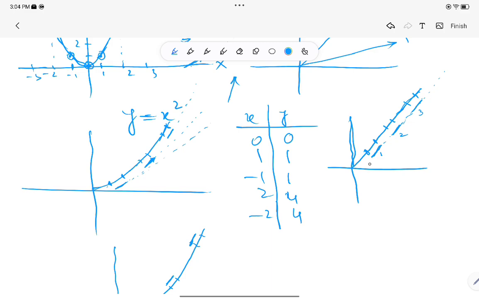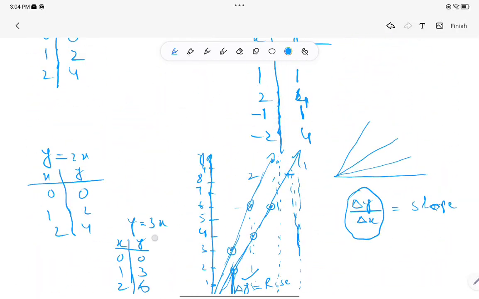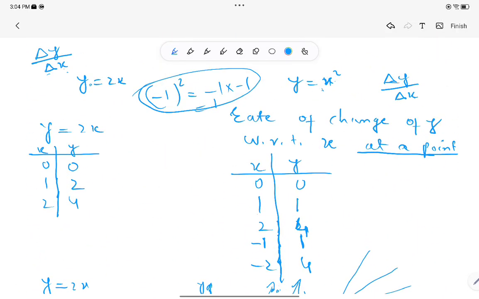If you translate the slope into rate of change, then you will say the rate of change of a linear relation remains constant. The rate of change of a non-linear relation changes from point to point. At one point, the rate of change is one value. At another point, it is another value, and so on. That is why I added this phrase, rate of change at a point, because it varies from point to point. I hope you understand this.